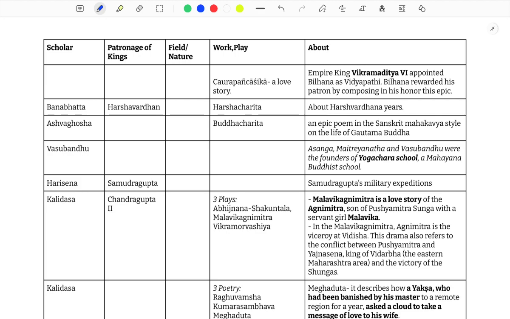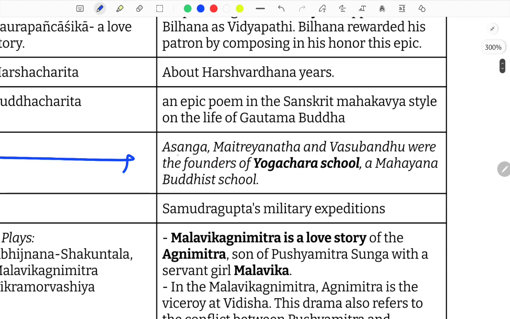Vasubandhu, Asanga. There was a scholar called Vasubandhu. Asanga, Maitriyanath and Vasubandhu, these were the founders of Yogacara school, and Yogacara school is a Mahayana Buddhist school.